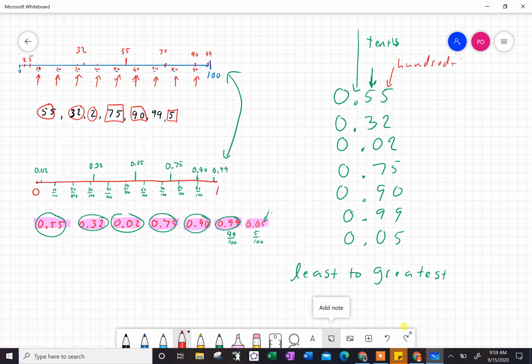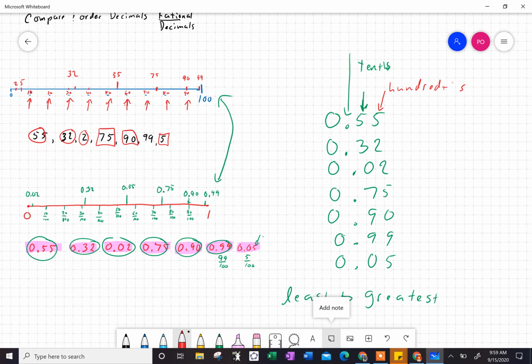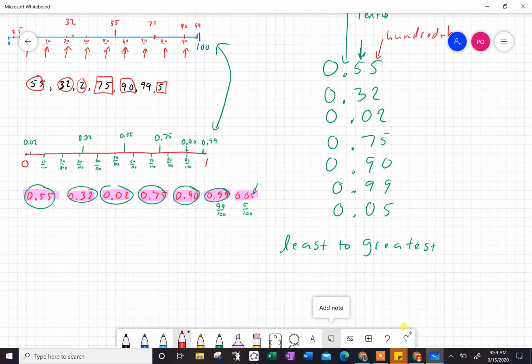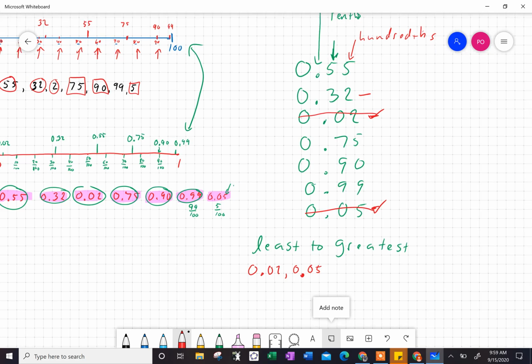So remember, these are parts of 100. And so now I have this one and this one. Well, 2 is less than 5, so 0.02, 2 hundredths is obviously less than 5 hundredths. So these two are checked off. And I might even cross them out. And then I say, well, what's my next smallest tenth? It looks like I have a 32 hundredths. So I'm going to cross that off. And then I say, well, what's next?